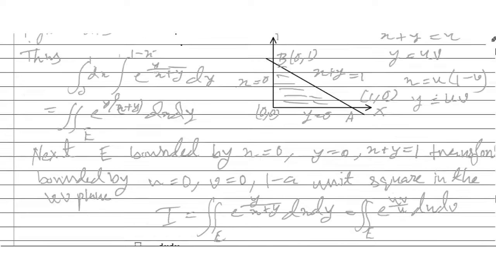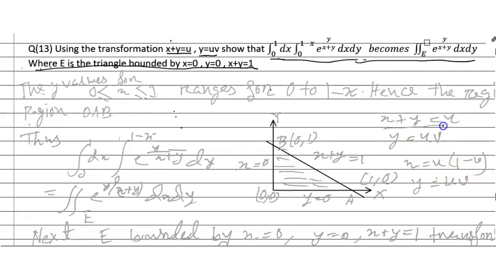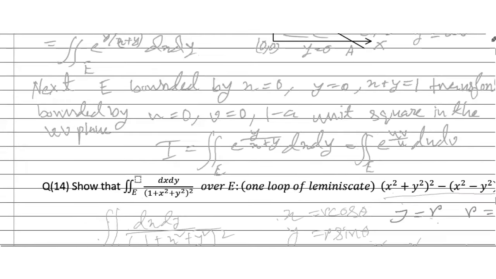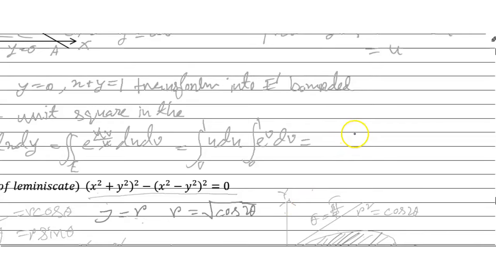You will see that I have already told that x plus y equals u and y equals uv. And the integral of u du from 0 to 1 into the integral of e to the power v dv from 0 to 1 equals u minus 1. So this is my answer, friends.